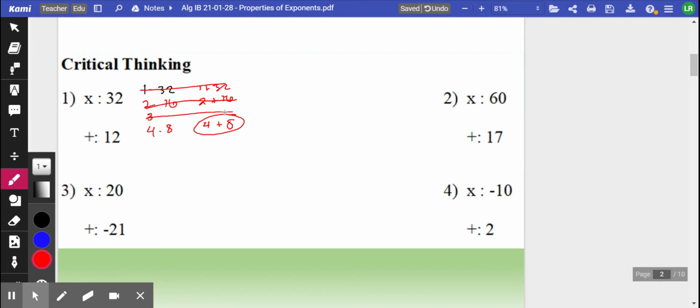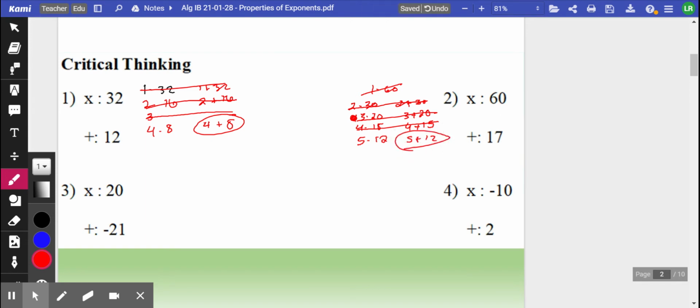Okay, 4 and 8. Number 2, we'll start off with 1 and 60. That adds up to be 61. 60 divided by 2 is 30. 2 plus 30 is 32, so that's not it. 60 divided by 3 is 20. 3 plus 20 is 23. 60 divided by 4 is 15. It's close, but 4 plus 15 is 19. And 60 divided by 5 is 12. There we go. 5 plus 12 is 17. So it's 5 and 12.